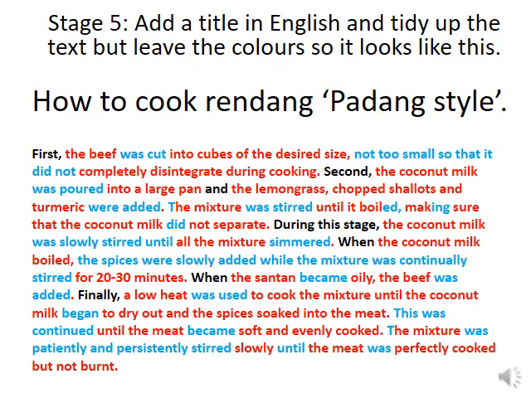Now, the fifth stage that I would like you to do is to add a title in English, which I've done here, How to Cook Rendang, Padang Style, and tidy up the text, but leave the colors so it looks like this. So I've deleted some of the words, but I've left the text with those colors, and I want you to do the same. I want you to write in black and red and blue, just like I've done.